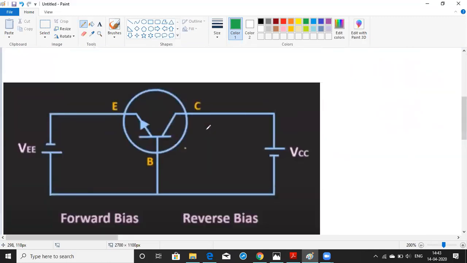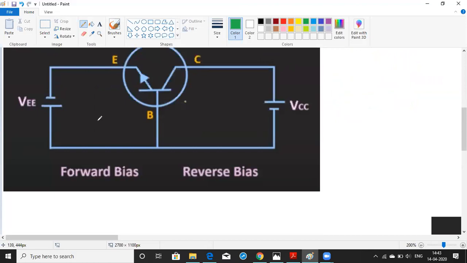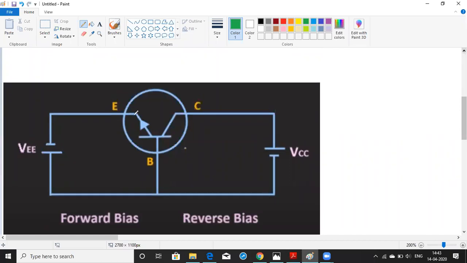Let us discuss the same thing here. To make the transistor operate in the active region, I have made the emitter base junction forward biased and the collector base junction reverse biased. The voltage I am applying at the emitter base junction, at the emitter side, is called the emitter voltage, VEE.